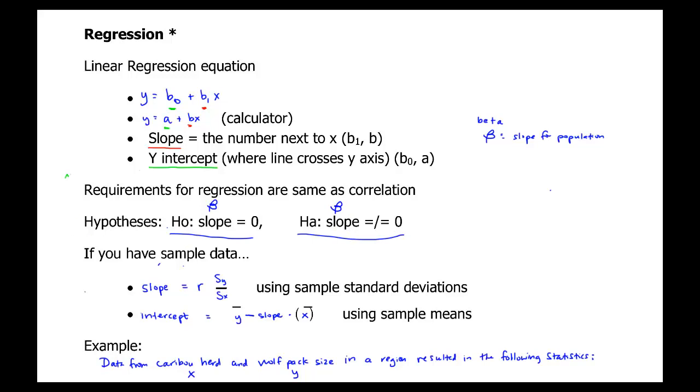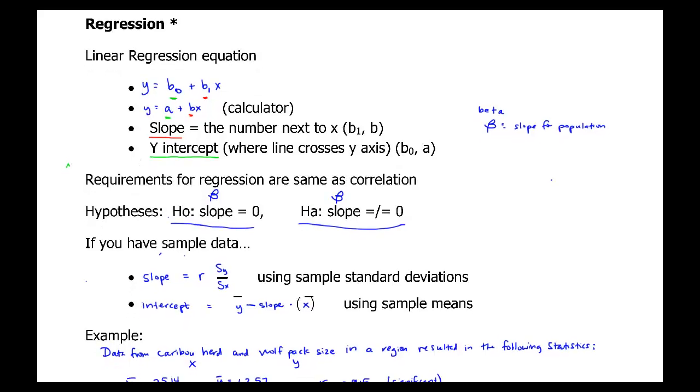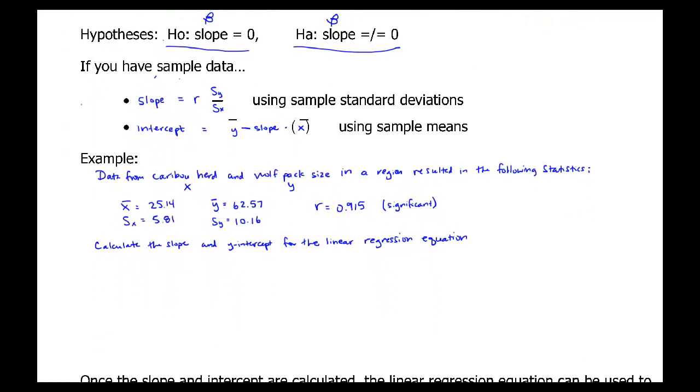The first example we're going to do is if we only have sample data. So if we're not given actual values of x and y, we're only given the mean and standard deviation of two groups and the correlation coefficient. We can still calculate the slope and intercept with those numbers. So you can see the equations that are here.